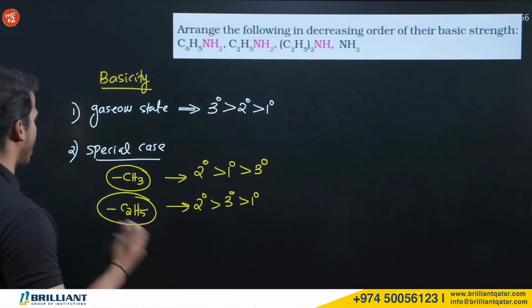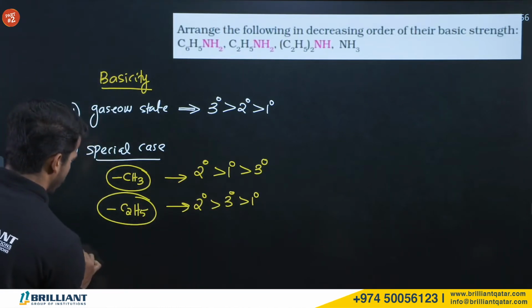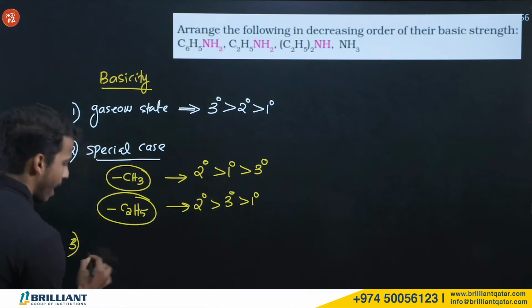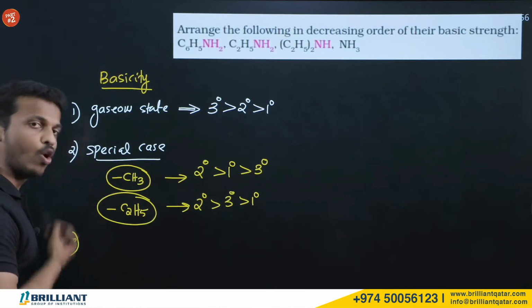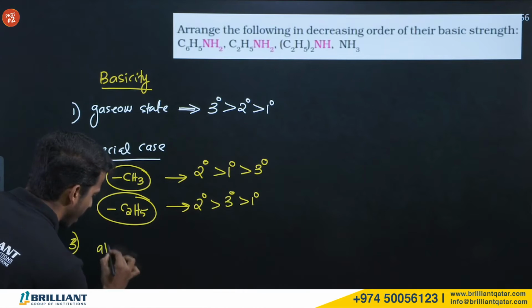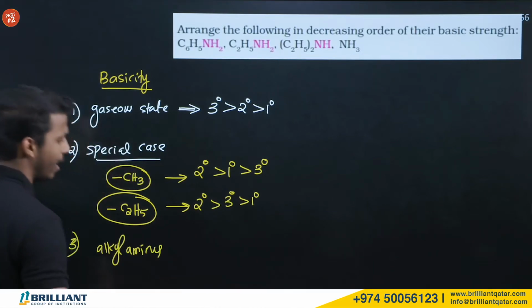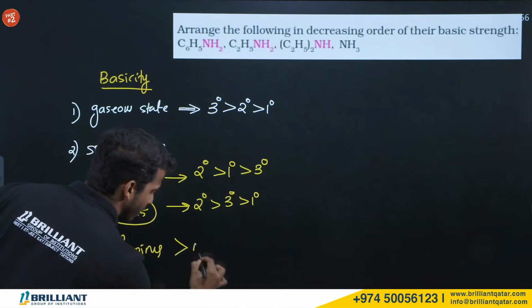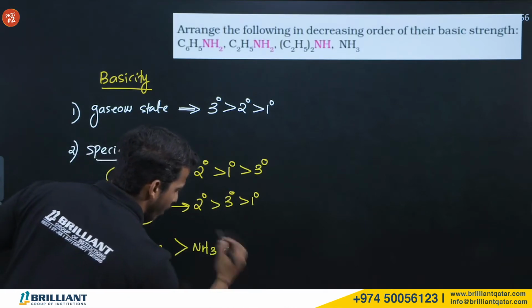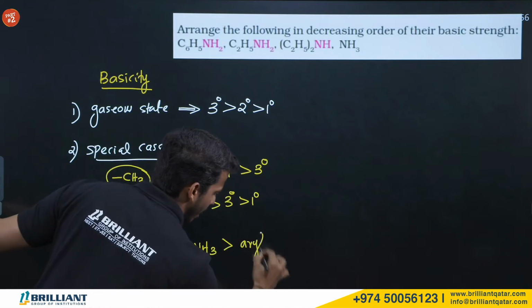Now, a common concept is there. You are studying that aliphatic amines are more basic. Generally, let me write alkyl amines. Aliphatic amines or alkyl amines are more basic than ammonia. Ammonia is more basic than aryl amines.